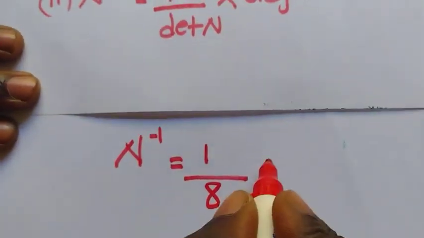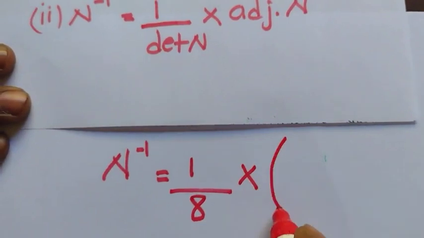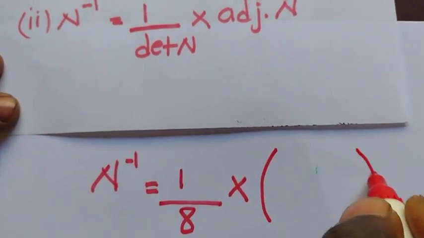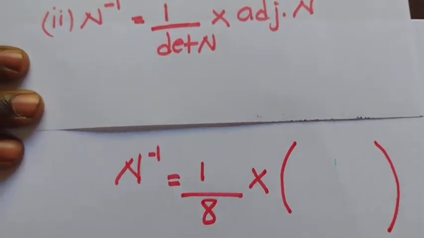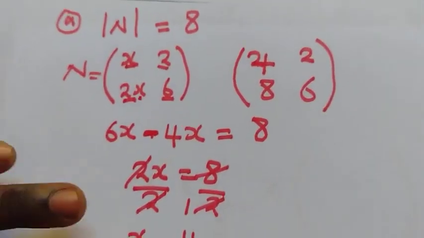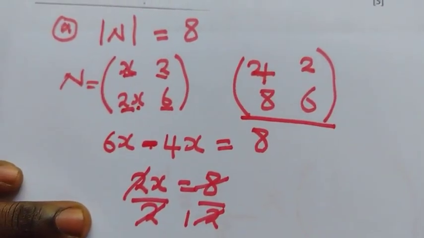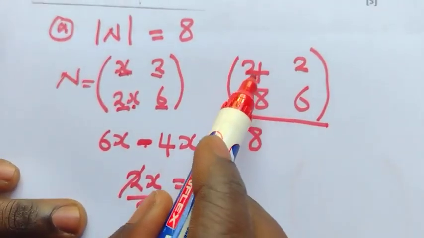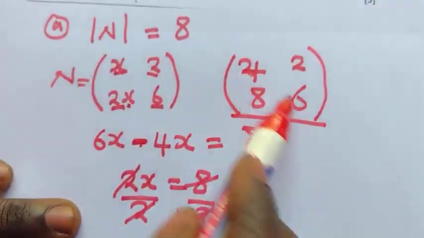It's 8 times, open bracket like this. What is the adjoint of n? Now, we'll come back to the matrix n. I want you to know something. This is the matrix for n. So when we say the adjoint, you can see we have 4 and 6.